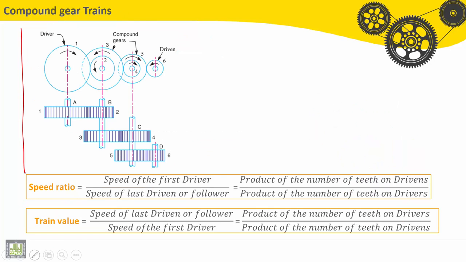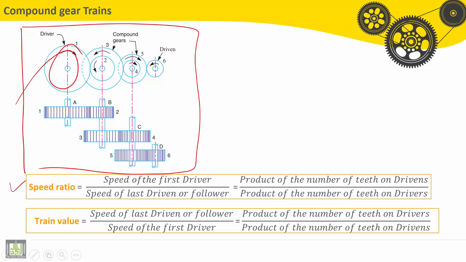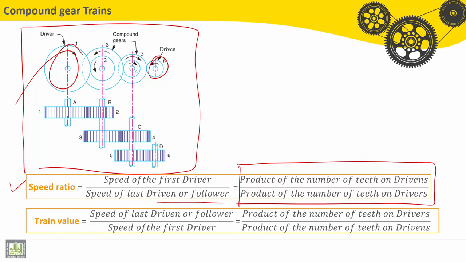Here we have on this figure a compound gear train. So the speed ratio is equal to the speed of the first driver divided by the speed of the last driven or follower. This is the driven, okay? It is also equal to the product of the number of teeth on the drivens divided by the product of the number of teeth on the drivers. Train value is the opposite of the speed ratio.